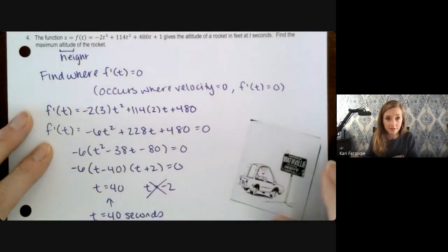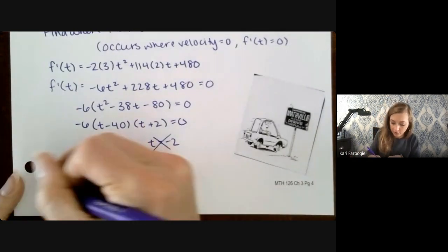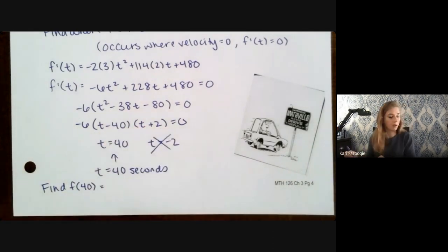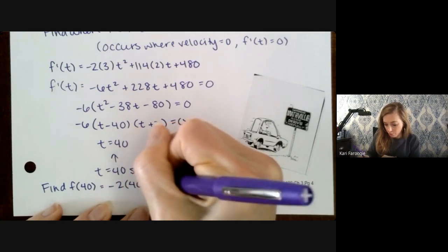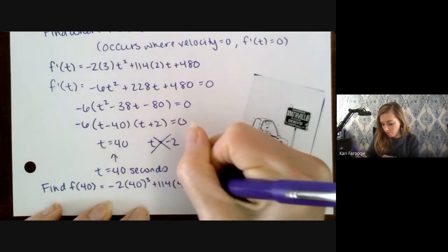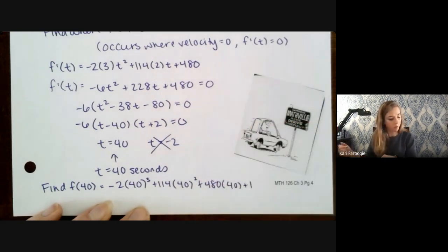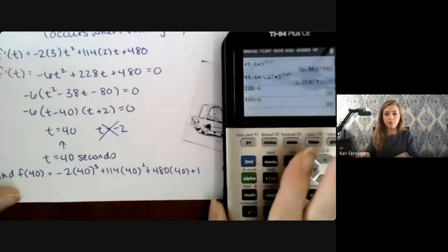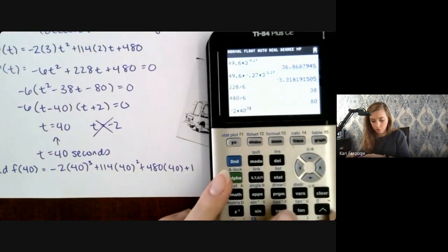We're talking about the height of the rocket at 40 seconds, and the height of the rocket's given by your function f of t. So we're going to find f of 40. So f of 40 is negative 2 times 40 cubed plus 114 times 40 squared plus 480 times 40 plus 1. And when you put all of this into your calculator, I was going to let you do that, but I guess I'll put this into my calculator. Negative 2 times 40 cubed plus 114 times 40 squared.